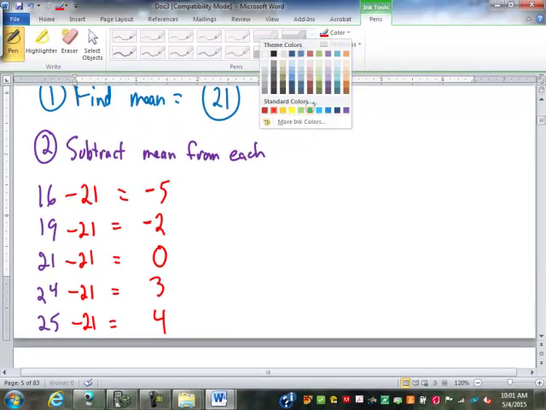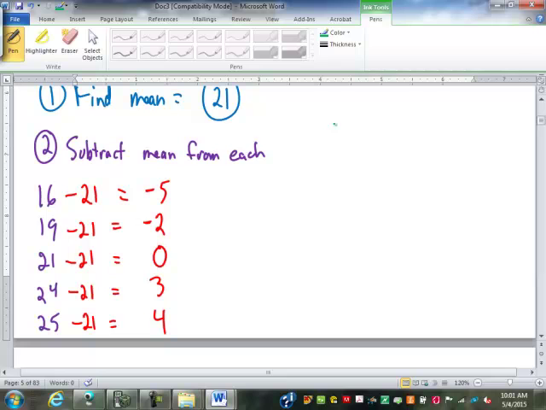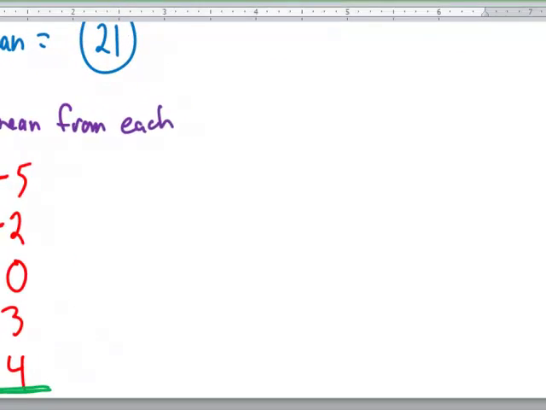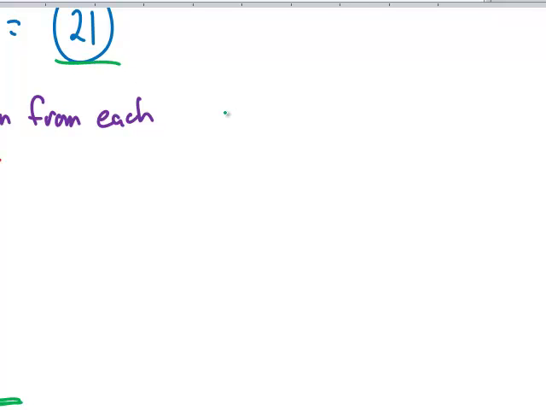Now at this point, it's not part of the calculation. It doesn't do us any good. But if you wanted to double check, just to make sure you're doing okay, if you were to add these all up, these numbers should add up to 0. If you had to round your mean, then it might not quite exactly equal 0, but they should be 0 or really, really close to it.